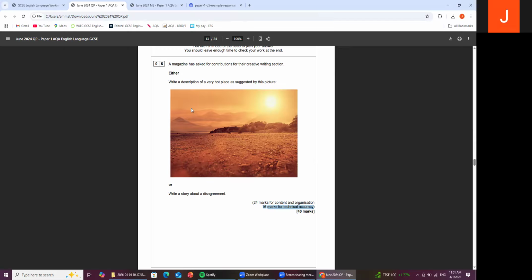With your SPAG as well, it's the elementary things like your full stops, your capital letters, but it's also that examiners are looking for more ambitious vocabulary. They're also looking for a wider range and use of punctuation, those sorts of things, to really give top level marks.